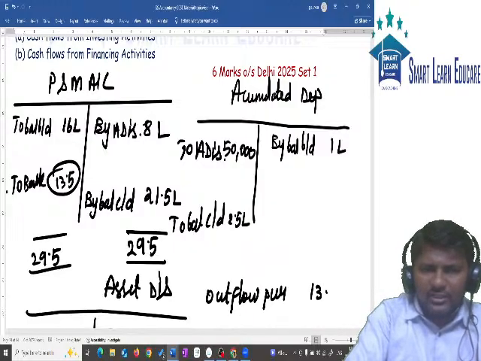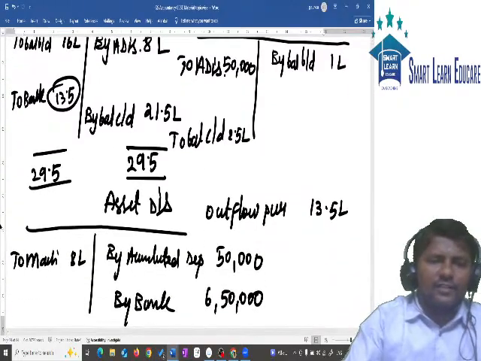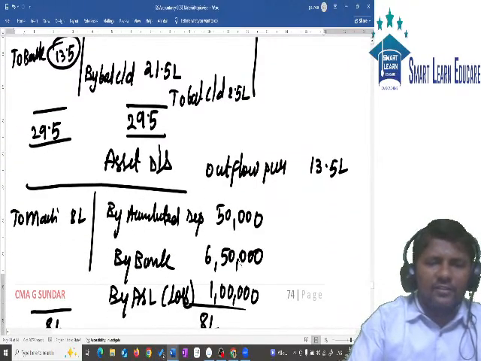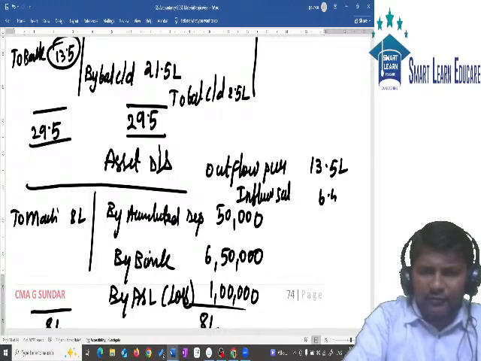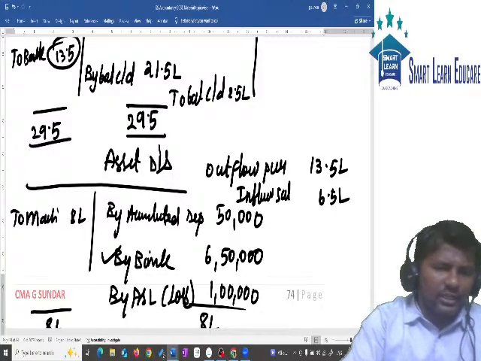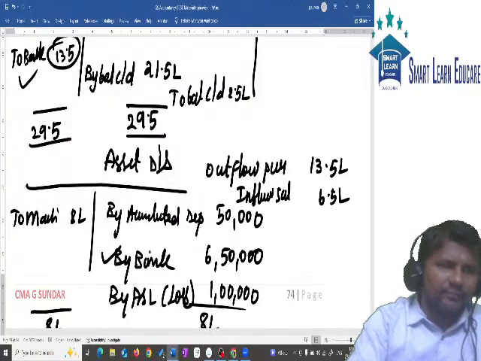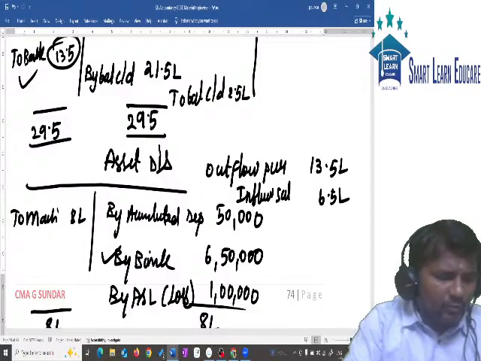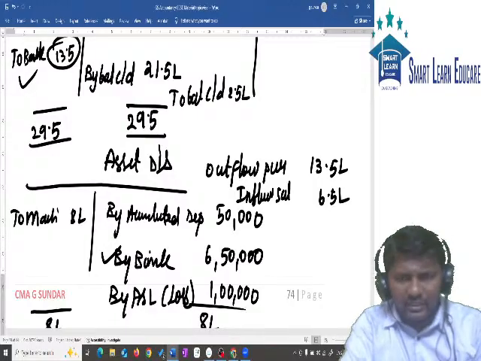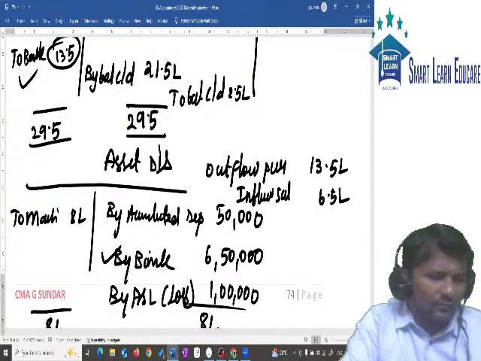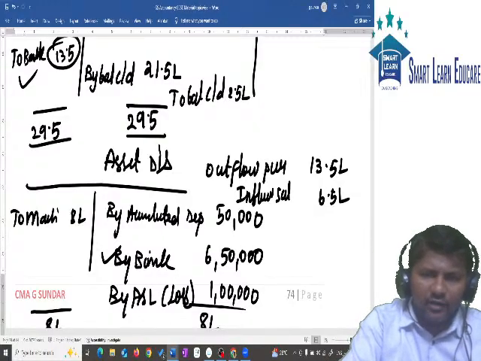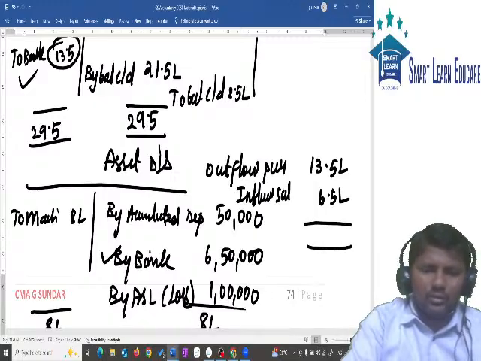How much amount is it? It means 13.5. Sale of asset, how much do we have? Sale of asset we have 6 lakh and 50. Inflow of cash. Okay, outflow is written, inflow is written. Tell me what is the net amount of cash, inflow or outflow?